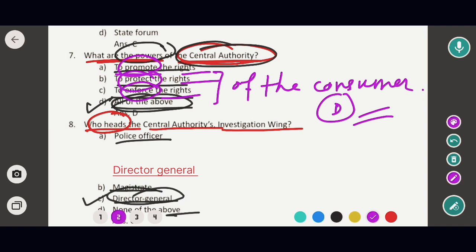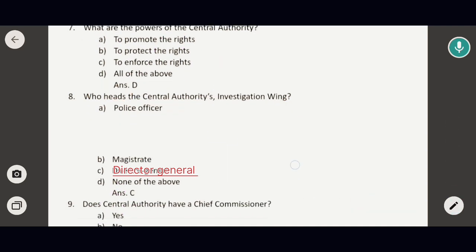Okay, that means the District General heads the Central Authority's Investigation Wing. So in this case, the correct option would be option C. Okay, so now on to the next question.